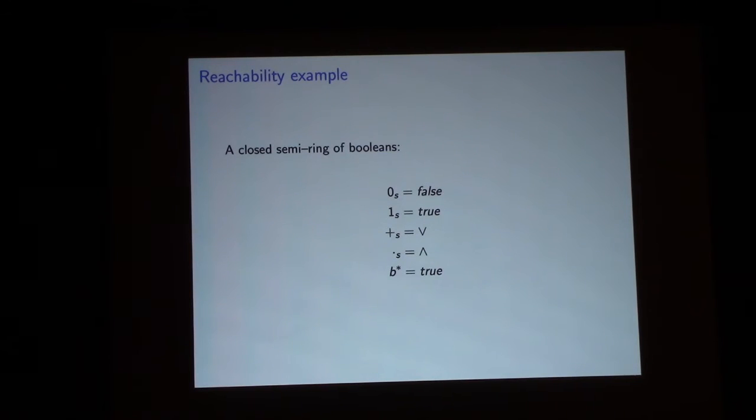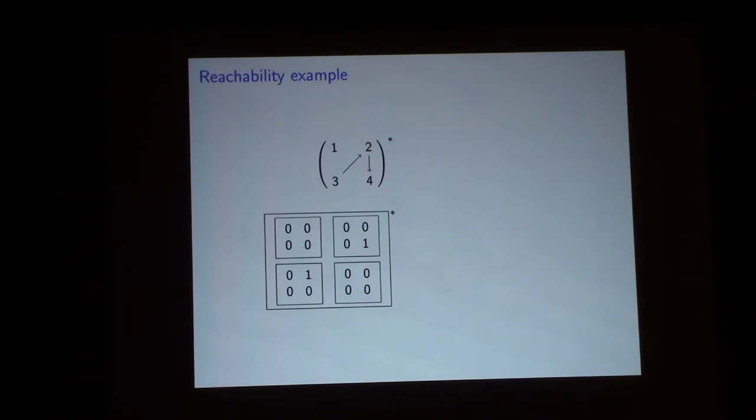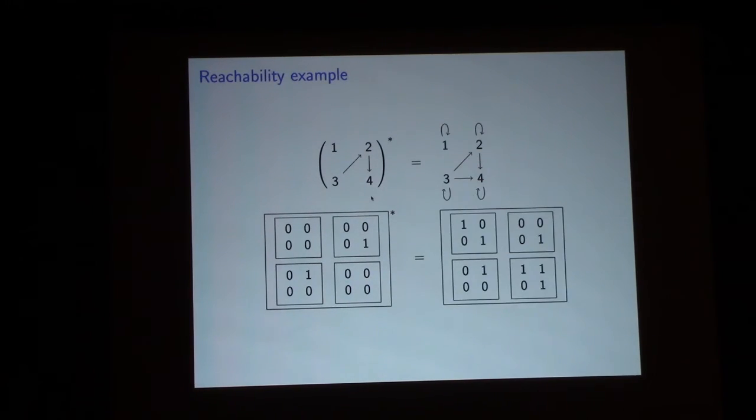So here is a closed semi-ring of booleans. We have the 0 as false, the 1 as true, plus is disjunction, and the multiplication is conjunction, and the closure of any boolean is true. So what I do with this is let's look at the graph, right? We have a very simple graph, and we can translate it into its adjacency matrix. And then if we take the closure of this, we get the reachable nodes.